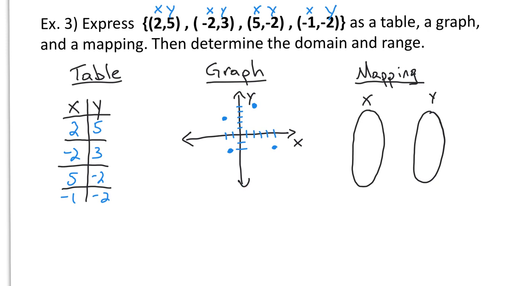Now the mapping. Mapping is where you have the X values in one bubble and the Y values in another bubble. Now remember that the X values are your domain, and the Y values are your range.